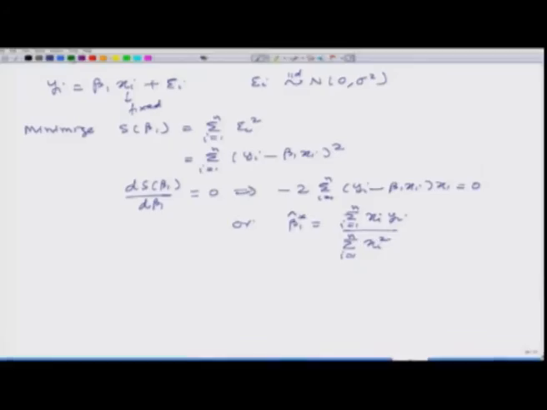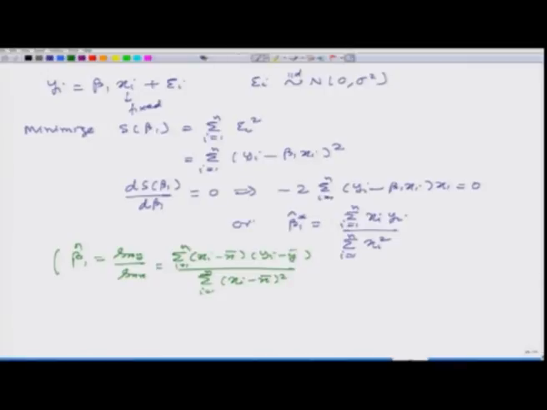Right. For the sake of clarity, I can write down that beta 1 hat is Sxy upon Sxx, which was the summation of xi minus x bar times yi minus y bar, upon the summation of xi minus x bar whole square. And this was obtained in the model yi is equal to beta 0 plus beta 1 xi plus epsilon i, so that there is no confusion between the two symbols of beta 1 hat. So now, what do you observe here?